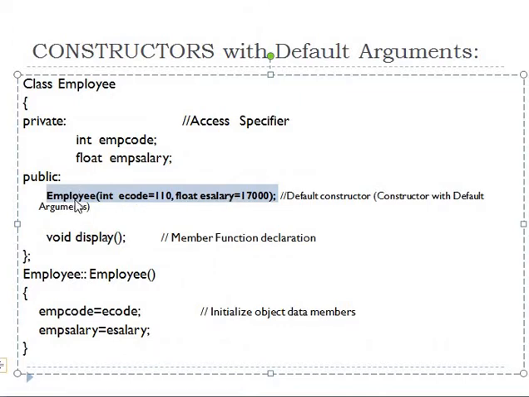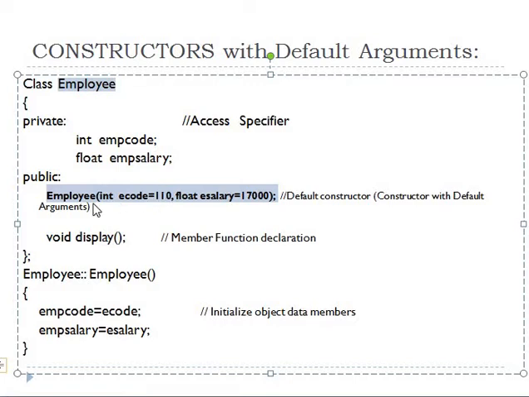This constructor, identified by the name employee as it resembles the class name which is also employee, has two parameters, eCode and eSalary, and both these parameters have been assigned initial values. The parameter eCode has been assigned an initial value of 110 and the parameter eSalary has been assigned an initial value of 17,000. So in this case, all the parameters for this constructor named employee have been assigned an initial value.